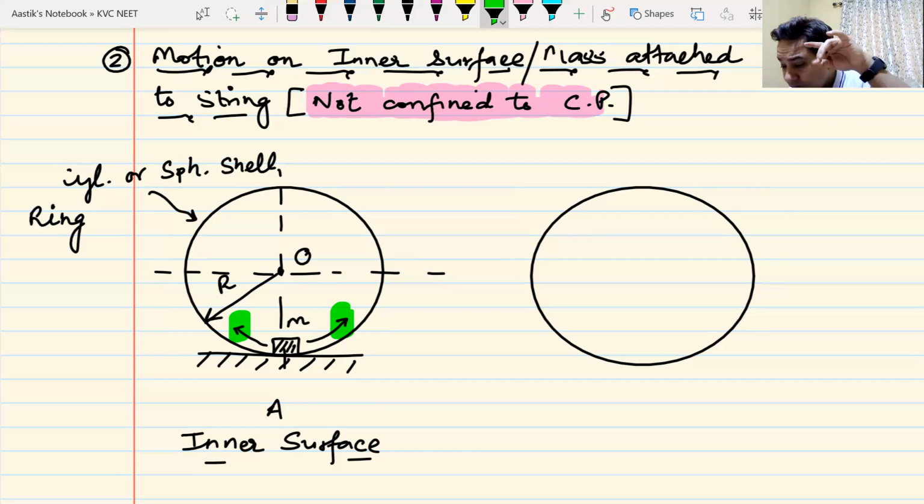That is A. Then this point B, oops, wrong color. Very peculiar about colors.